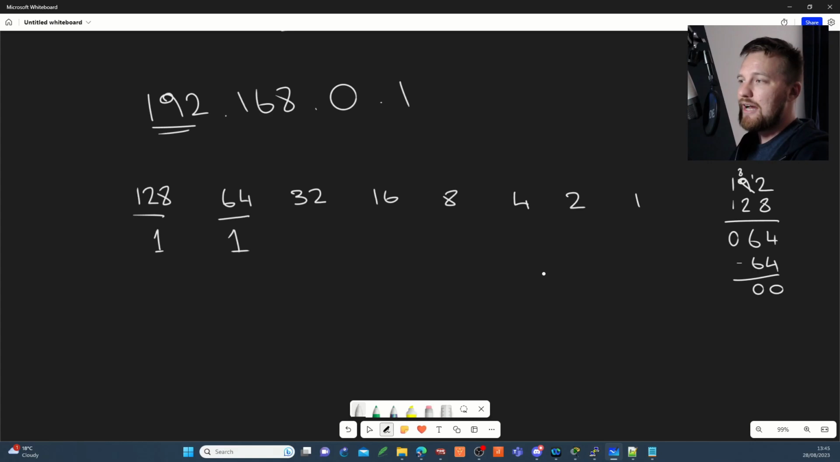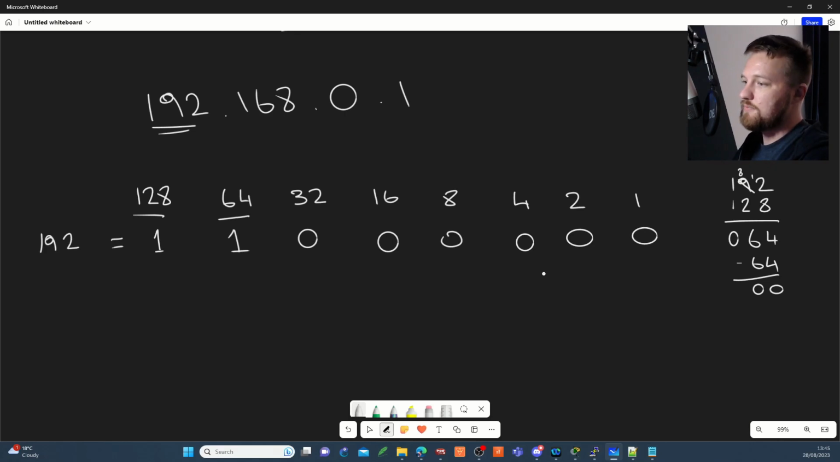So, can I subtract 32 from 0 without going into negatives? No, I can't. Can I subtract it from 16? No, and no for all the rest. There is our binary value for 192. Nice and easy. Now let's try the same thing again for 168.